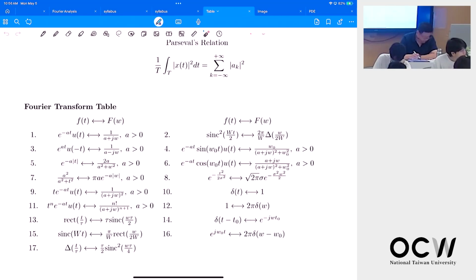We have e to the minus 4t times the unit step function. Okay. So my a is 4. So just this one. Okay.